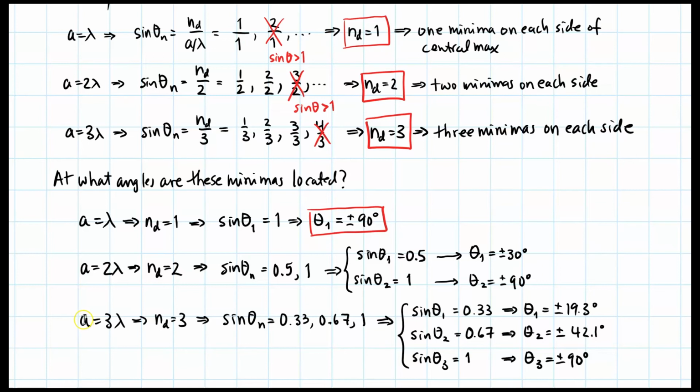If I now show you a equals to 3 lambda, that means ND is equal to 3, so there should be 3 minimas. So then the sine function that we computed up here is going to have a value of 1/3, 2/3, and 1. If I now solve this for the angles, I'm going to get plus or minus 19.3 for the first one, the second one is 42.1, and then the third one is plus or minus 90.